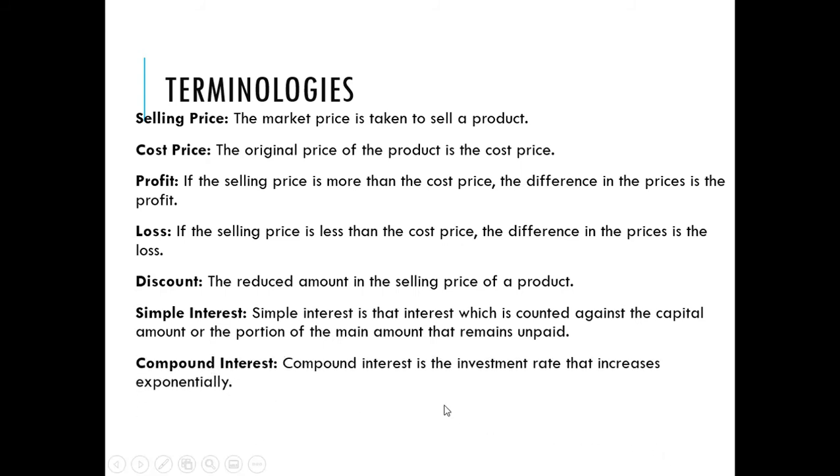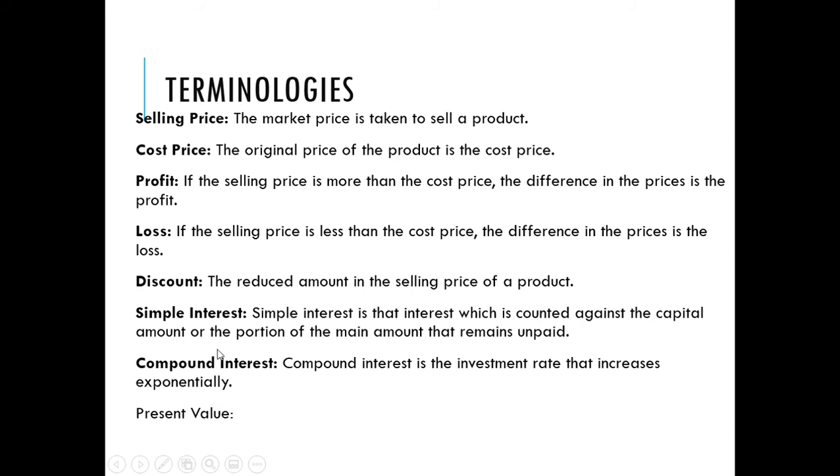Compound interest. Compound interest is the interest investment rate that increases exponentially. Now, when you talk about compound interest, this is interest which keeps on increasing as time goes by. So the first year, the interest is 10%. The second year, 15%, 17%, 18%. So your interest will always be increasing. That is why it is called compound interest. Interest which keeps on increasing exponentially.